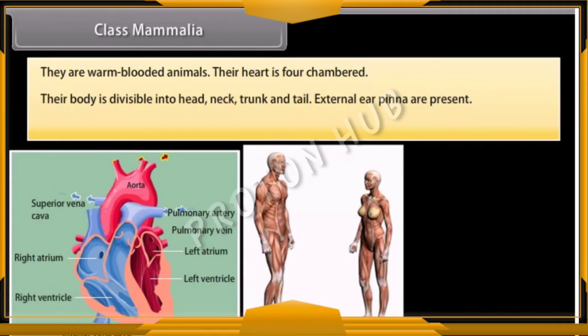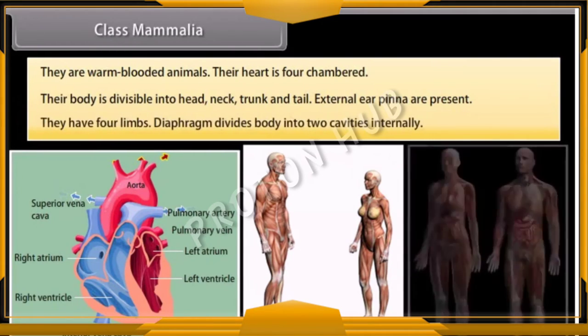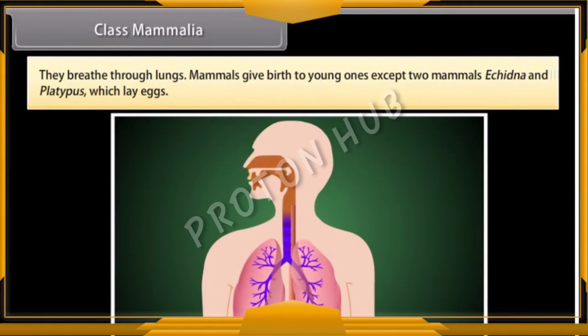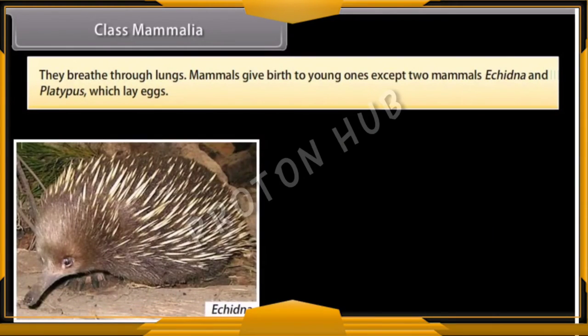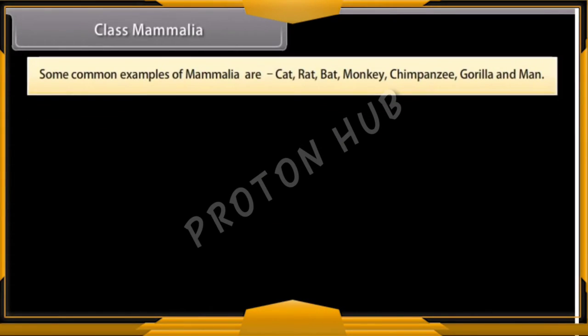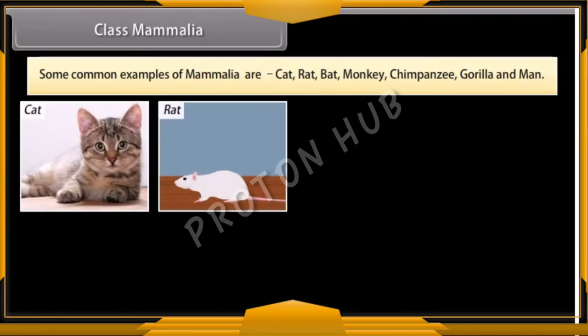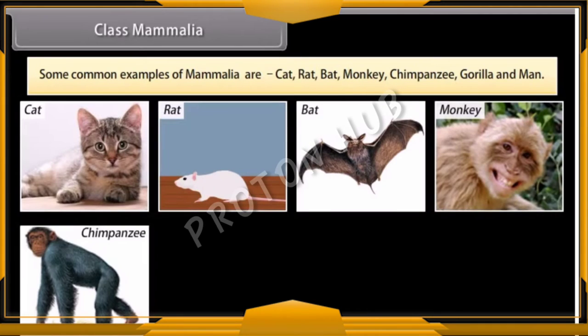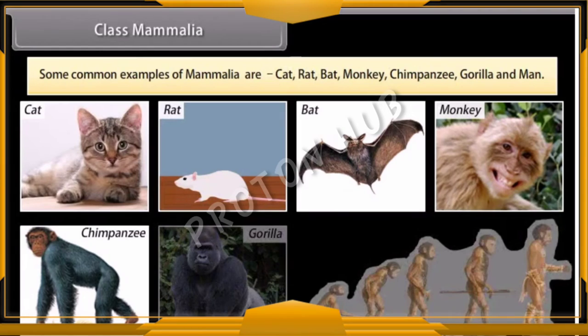Their body is divisible into head, neck, trunk and tail. External ear pinna are present. They have four limbs. Diaphragm divides the body into two cavities internally. They breathe through lungs. Mammals give birth to young ones except two mammals, echidna and platypus, which lay eggs. Some common examples of Mammalia are cat, rat, bat, monkey, chimpanzee, gorilla and man.